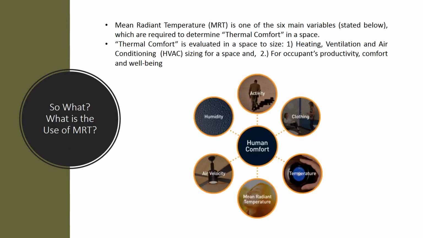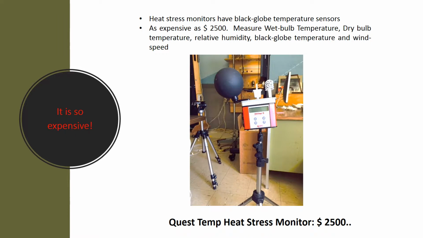Thermal comfort is determined by measuring air temperature, relative humidity, wind speed, mean radiant temperature, occupant clothing, and metabolism. There are affordable equipment and methods to record air temperature, relative humidity, metabolic rate, and clothing level. However, the sensors to measure black globe temperature and air velocity or wind speed are present in limited equipment which are very expensive. The heat stress monitors are the only equipment that have inbuilt black globe temperature sensors. These heat stress monitors go as expensive as $2,500.